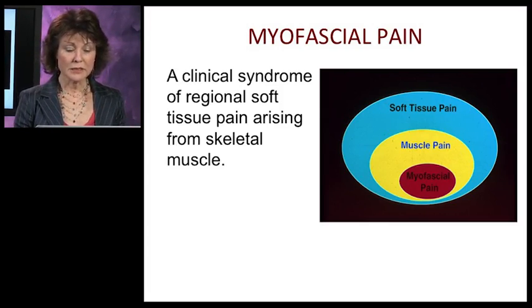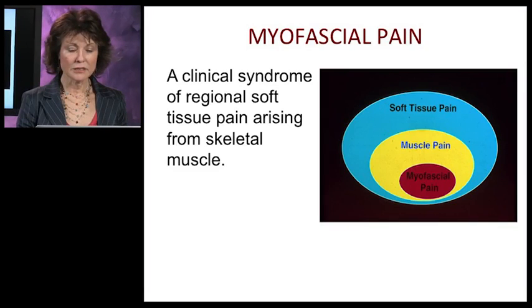Regional means that the pain is typically localized to a particular body part. It could be pain in the low back, it could be shoulder pain, it could be knee pain, or headache. It is not generalized or diffusely located over 2 or more quadrants of the body, typically. That is what's typically seen in fibromyalgia.